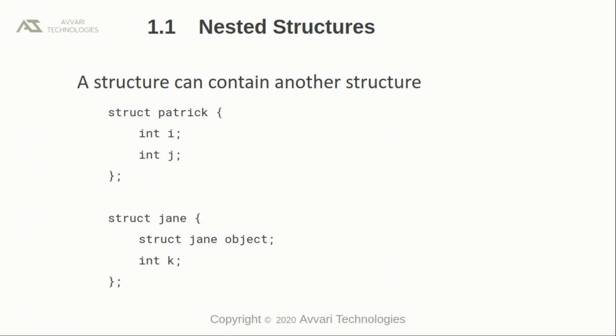Nested structures. A structure can contain another structure. Since structure can hold multiple data types, we can store structure within structure. This concept is very useful when we are dealing with linked list, trees, and some other linear and non-linear data types.